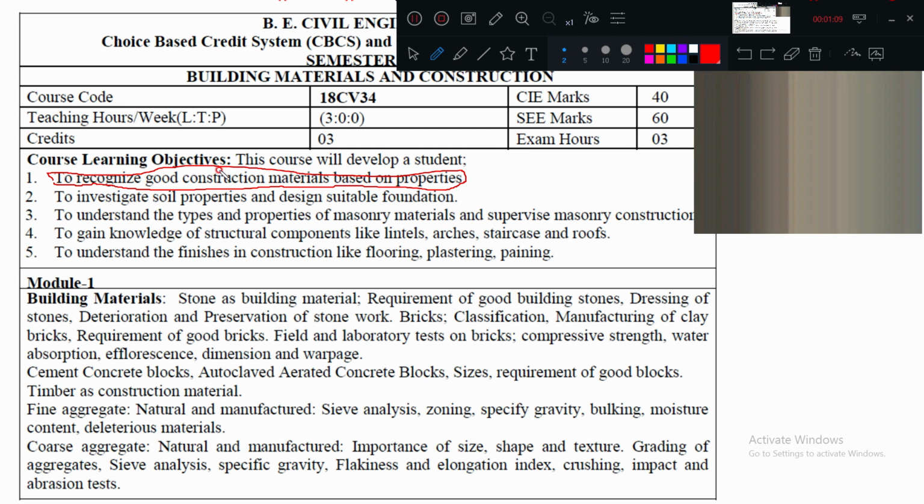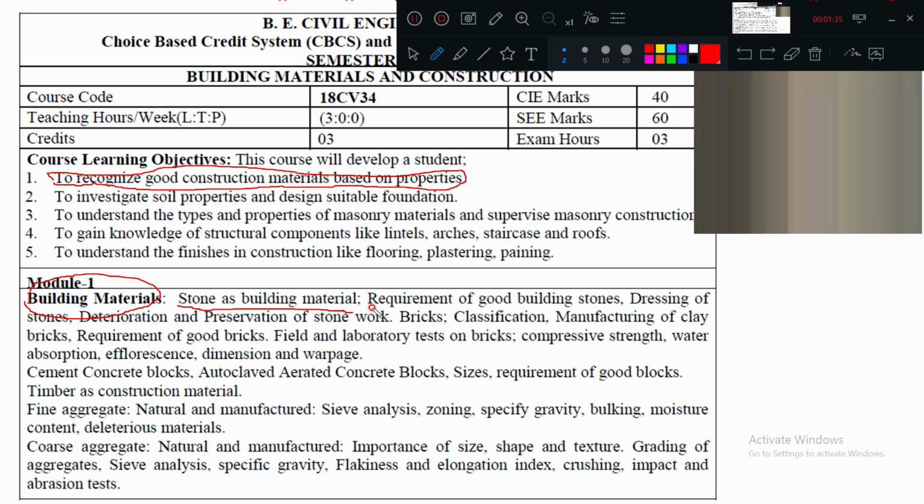In the course learning objectives, the first one is to recognize the good construction material based on their properties. So to achieve this objective, we need to study this module 1. In that, first is stone. So we are studying what? Stone as a building material.